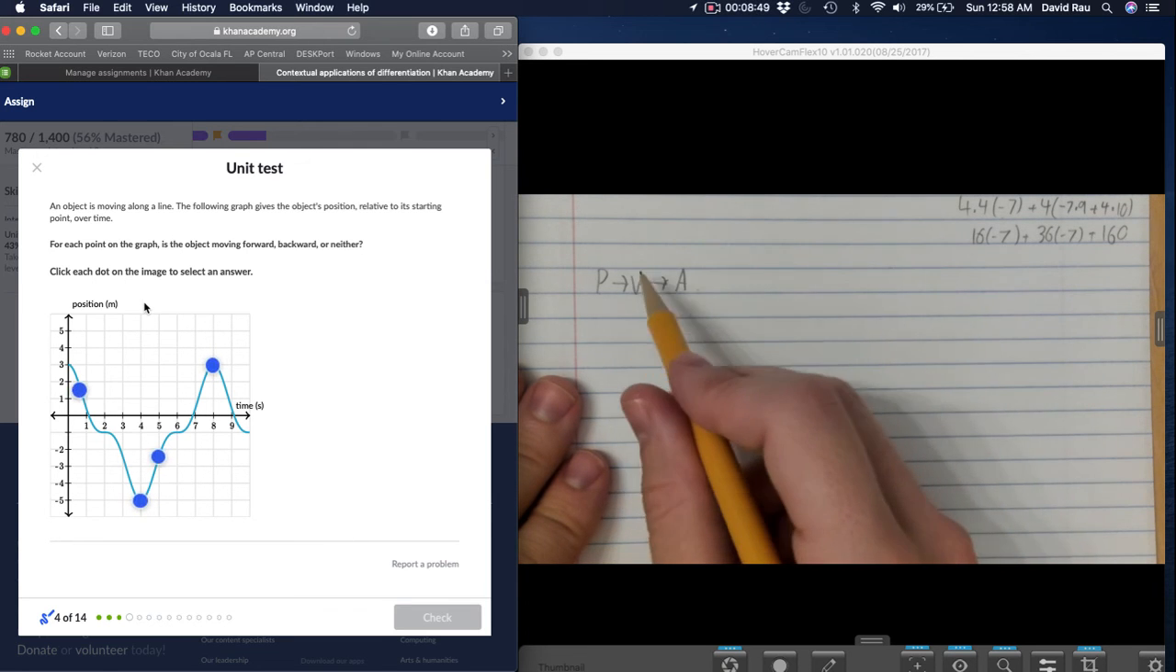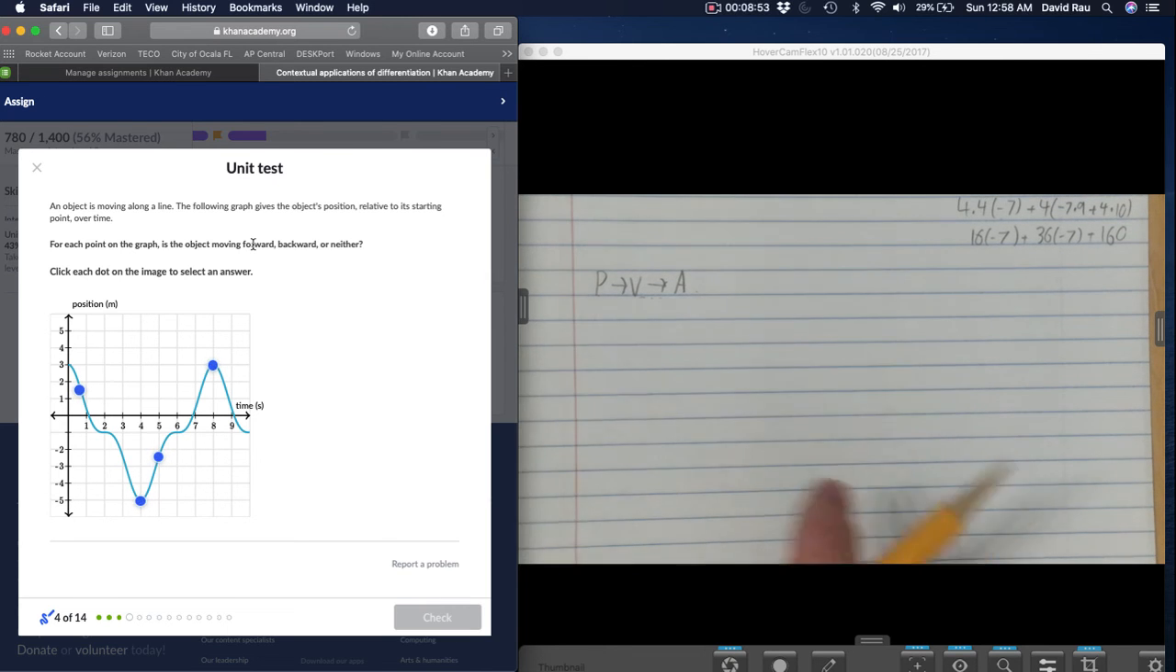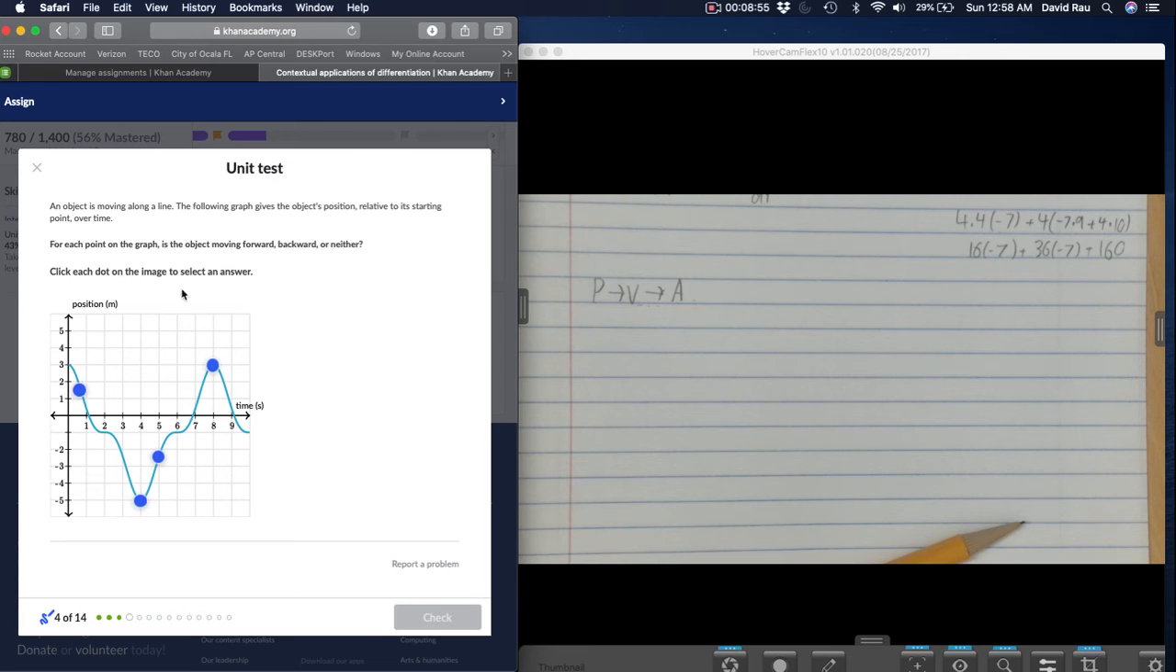Anyways, so where is the velocity? If we want to know where it's moving forward, it's where the derivative is positive, where it is moving backward, where the derivative is negative, or is it neither, when the derivative is 0. So negative derivative, moving backward, negative velocity. This is neither because the derivative is 0. This is moving forward, the derivative is positive, and this is neither because the derivative is 0.